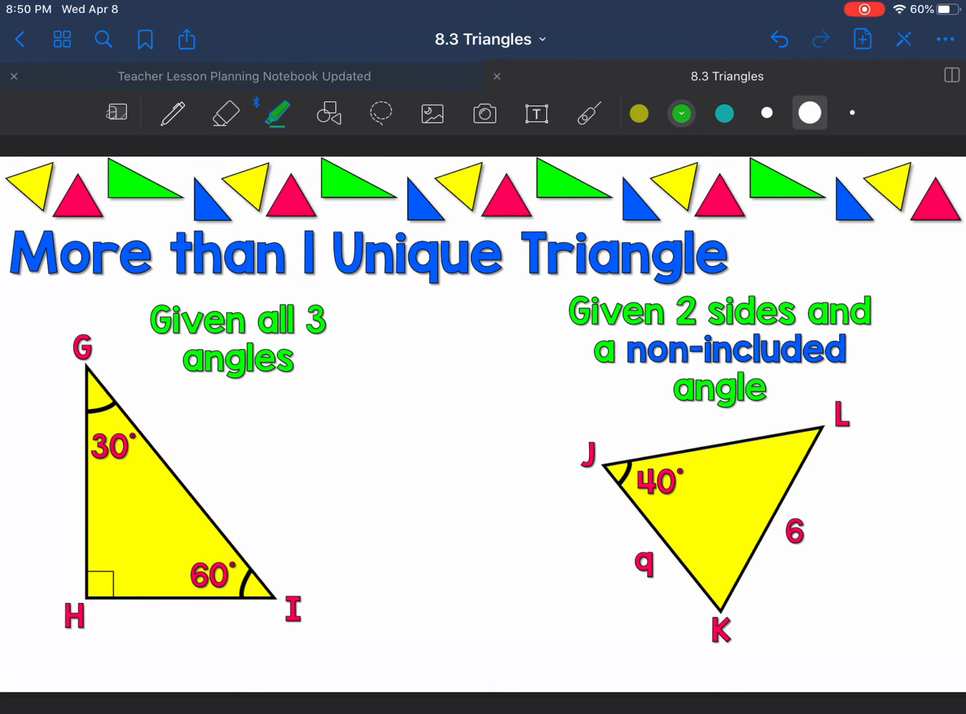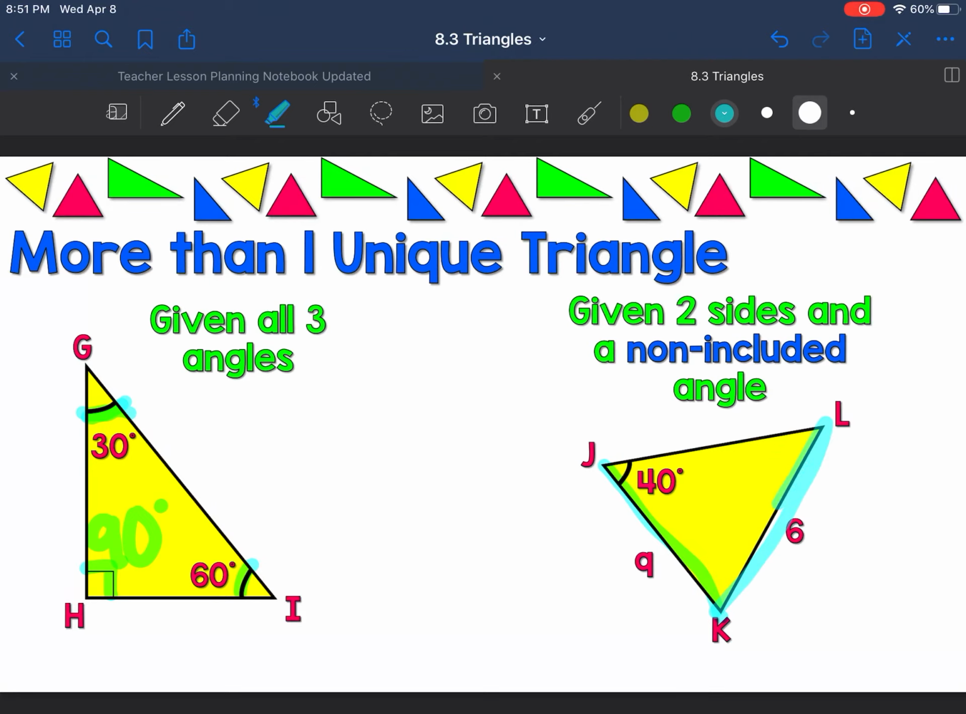Now, let's talk about if you have a triangle that is more than one unique triangle. Whenever you have more than one triangle possible, it'll have one of these two elements. For instance, it'll give you all three angles. So it tells you that inside is 30, inside is 60. And in case you forgot, this box right here represents 90 degrees. So if you know the inside of all three angles, then that's not a unique triangle. There's more than one triangle.